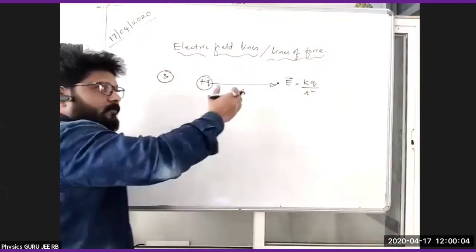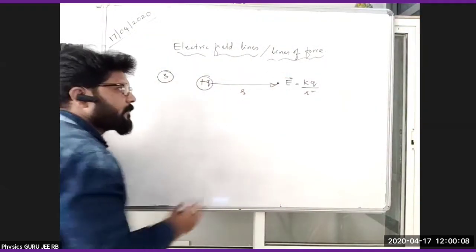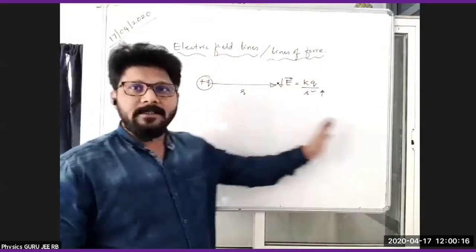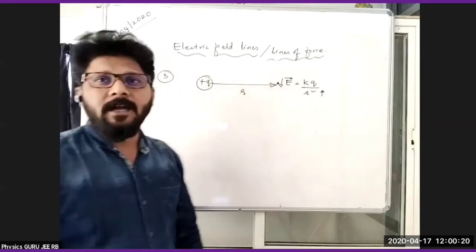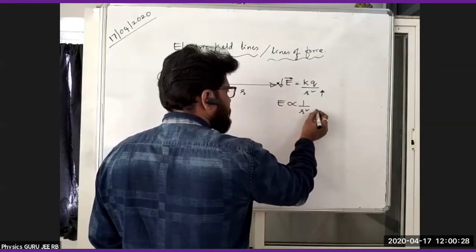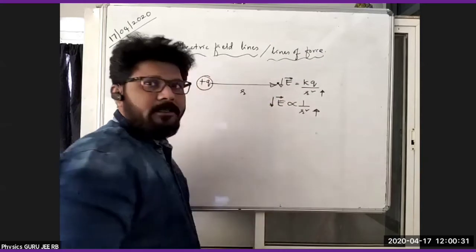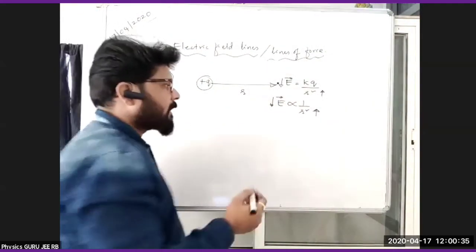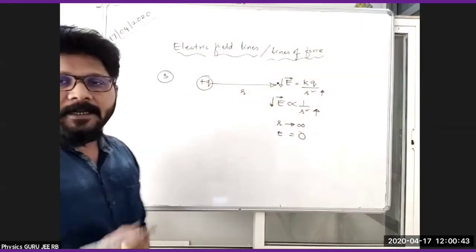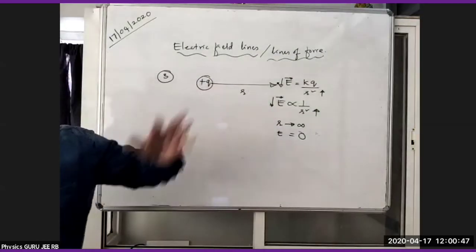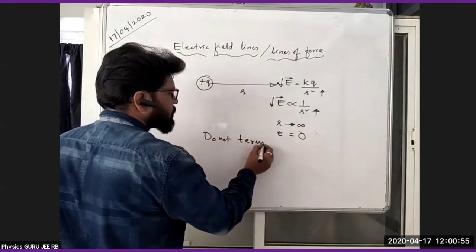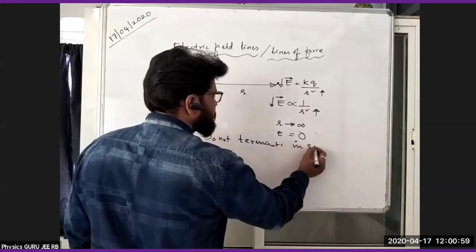So we are talking about electric field. As distance is increasing, electric field is gradually decreasing. That means electric line intensity is gradually decreasing as we are moving away. Means E is proportional to 1 by r square. As the distance increases, electric field intensity is gradually decreasing. For example, if r is tending to infinity, E will become what? 0. What is the third property by seeing this? The third property is they do not terminate in space. Space means at infinity.